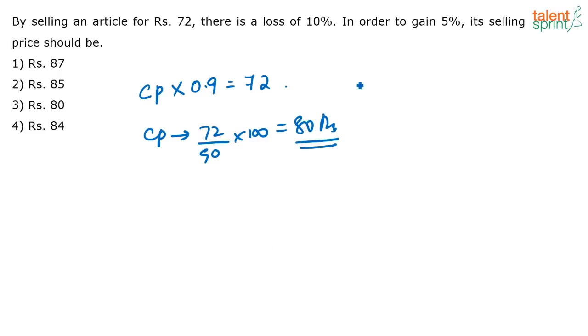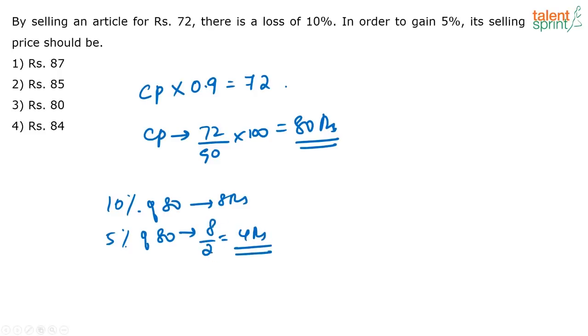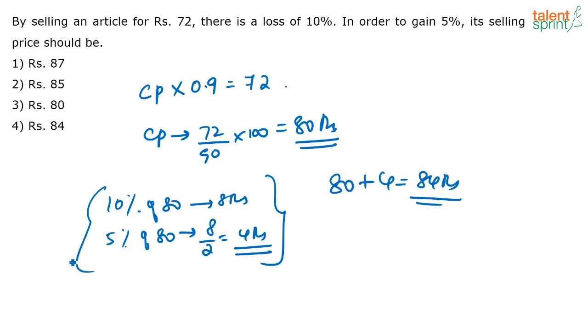Now what are they asking? In order to gain 5%, its selling price should be dash. Cost price is 80 rupees. I need to gain 5%. What is 10% of 80? 10% of 80 I know is 8 rupees. So what is 5% of 80? It is 8 by 2, which is equal to 4 rupees. Now in this 80 rupees, if I have to gain 5%, I have to sell it for 80 plus 4, that is 84 rupees. These calculations should be mental calculations. I have just written it down here for making you understand.